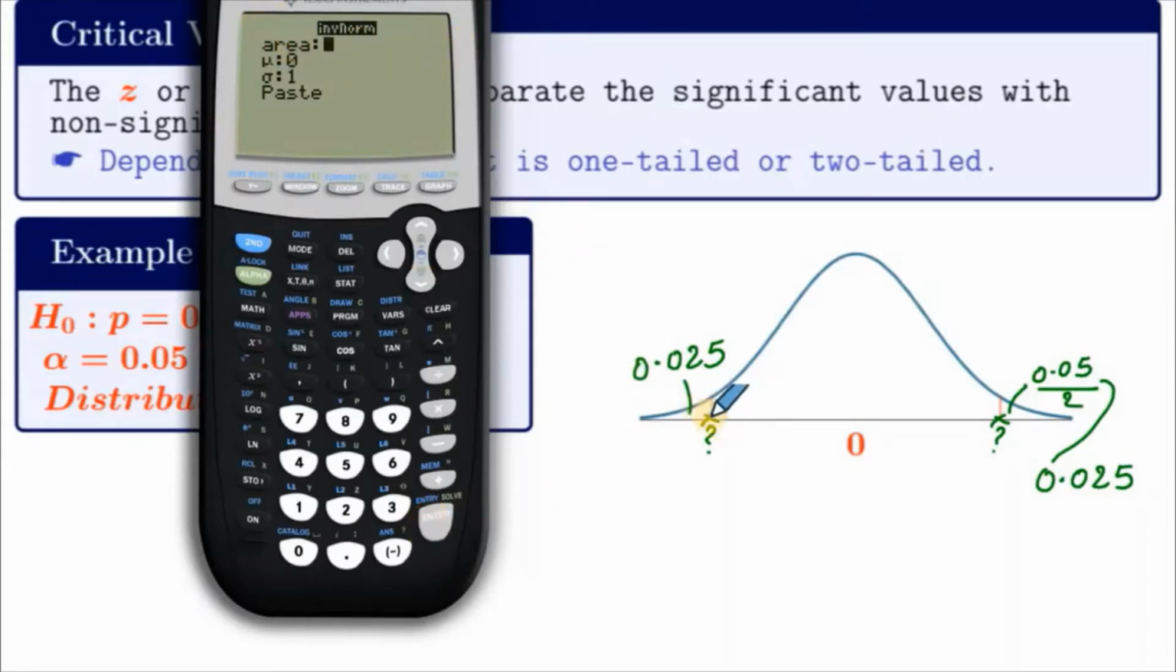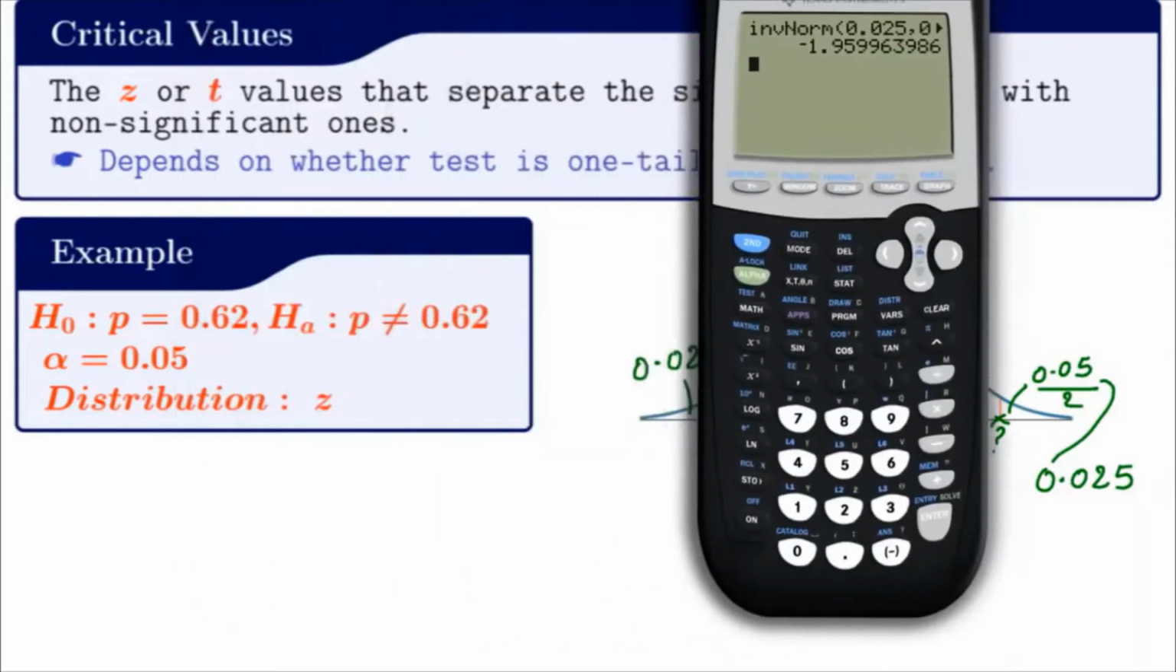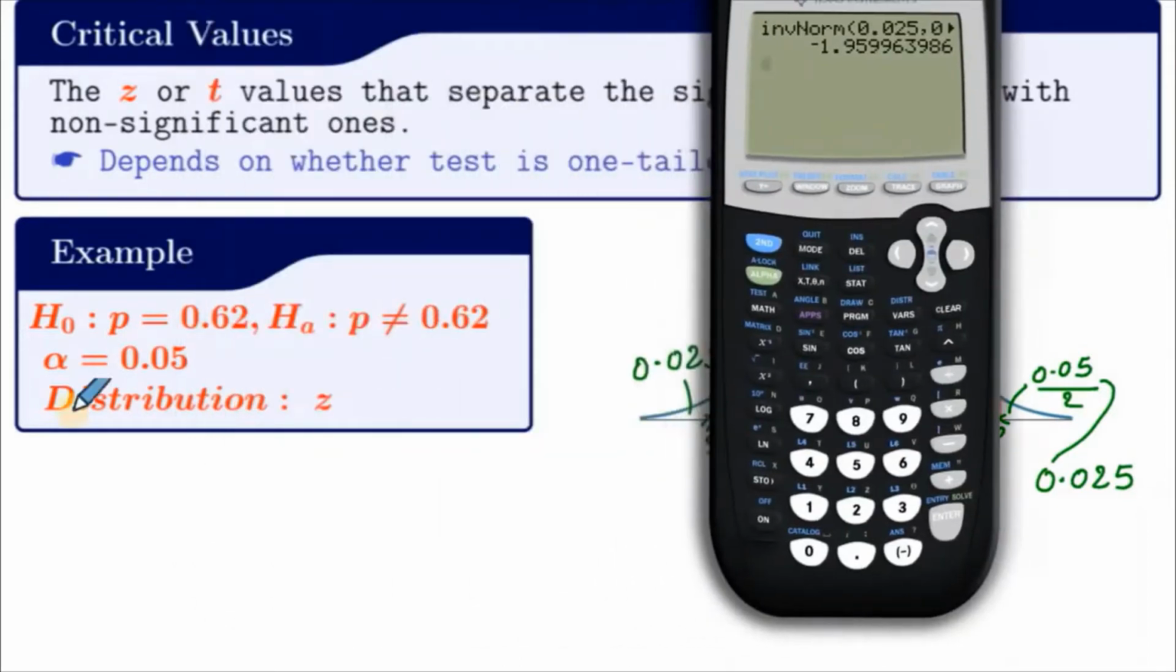So now let's look at this point here. If we look at this point here, then area to the left from this point is 0.025. So let's put that here, 0.025. Then our mu is 0 and our standard deviation is 1, then hit enter. So for critical values, now let me move my calculator here. Therefore, the critical values are negative 1.96 and 1.96.